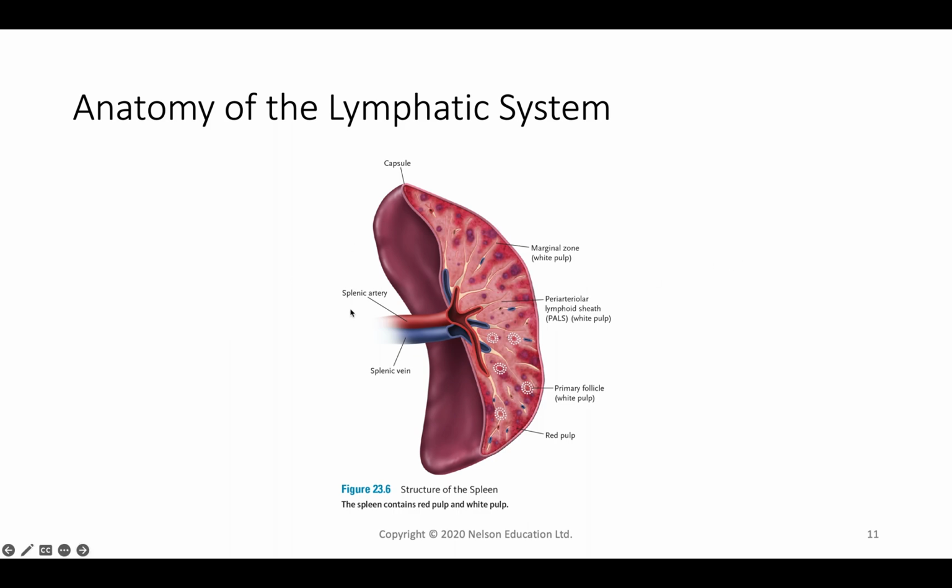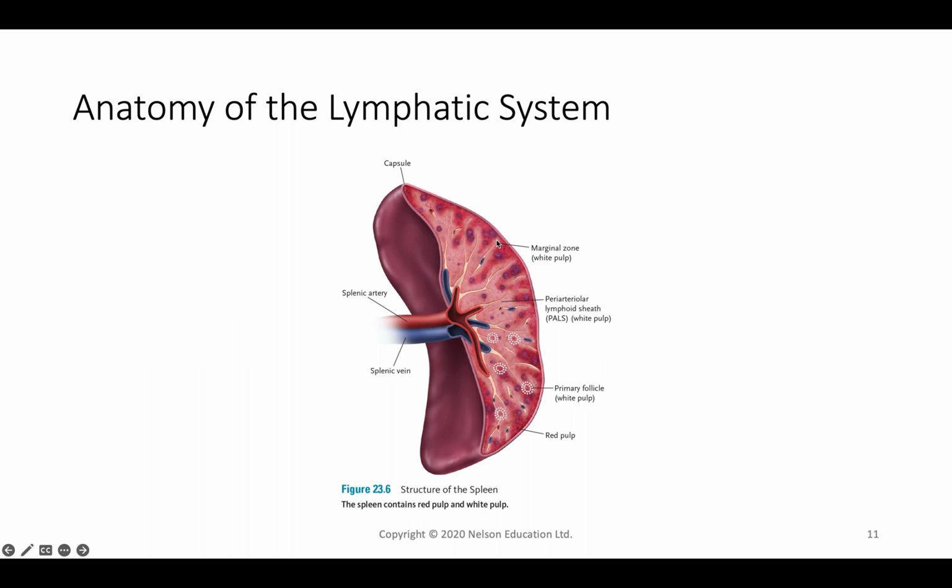So this here is the spleen. As we see with almost every organ, actually, with every organ, we're going to have vasculature. So here's a pretty large artery running in, supplying oxygen, and then the venous return. So there's a splenic vein. On the outside, we're going to have a capsule that surrounds the whole thing. And then we have two different regions, the red pulp region and the white pulp region.